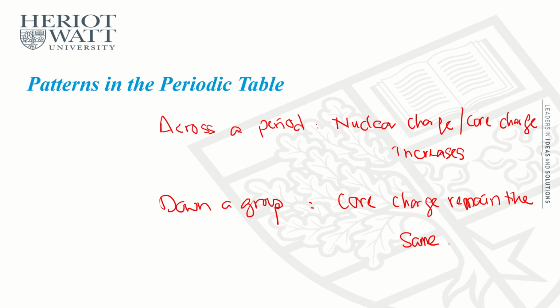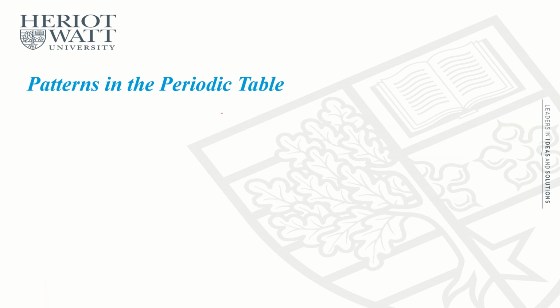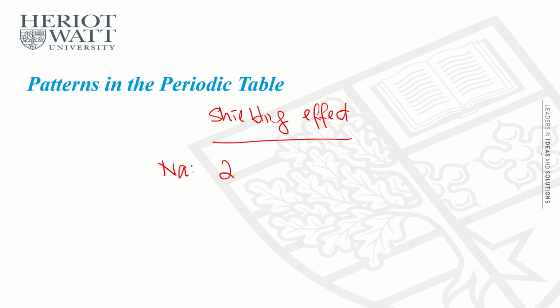Next, we're going to look at another term. We call it the shielding effect. Sometimes it's called the screening effect. It doesn't matter, they're just different terms with the same explanation. What is the shielding effect? For example, I have sodium again, with configuration 2.8.1. And then I have potassium within the same group, 2.8.8.1, with 19 electrons.